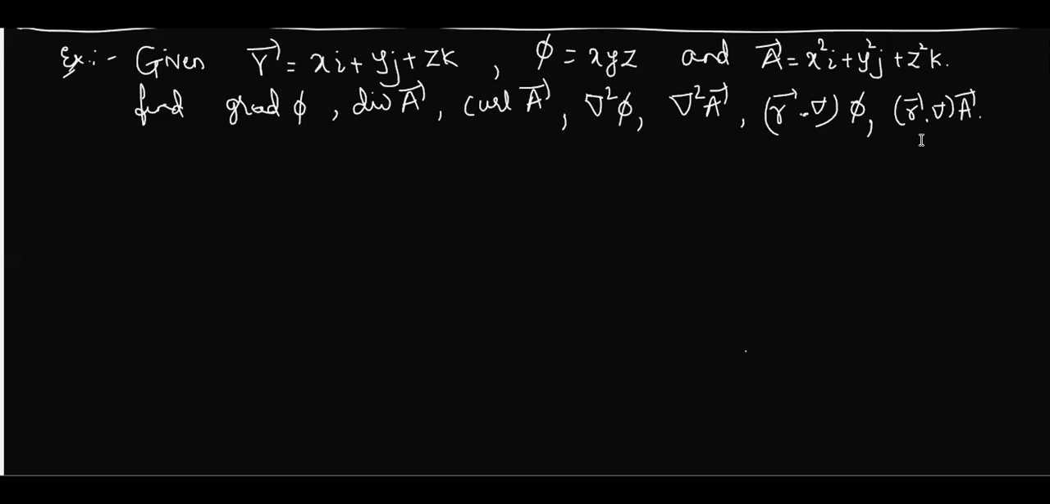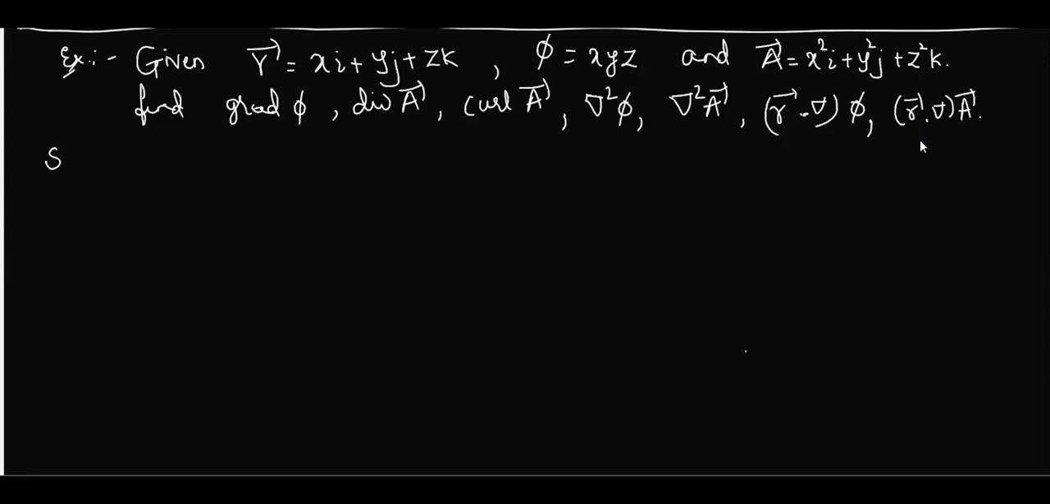So tell me, among R, phi and A bar, what are vector quantities? Which are vector quantities? R and A, obviously. And what is phi here? Phi is a scalar. Okay.